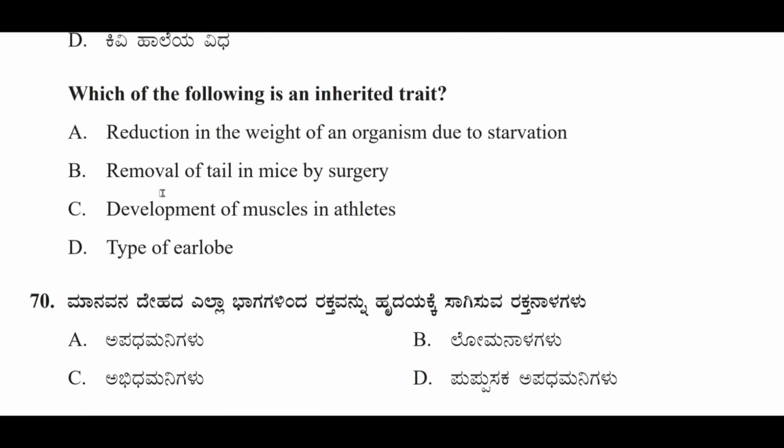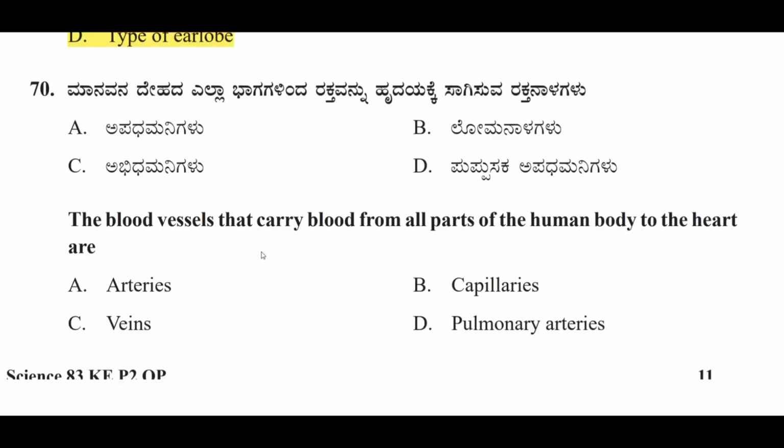Next question. Which of the following is inherited? Inherited means the character is transferred from parents to the offspring. Therefore, the correct answer is option B, type of earlobe.